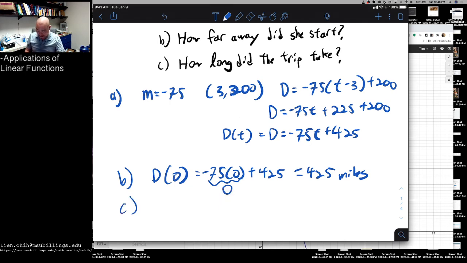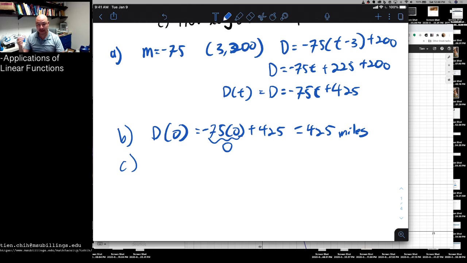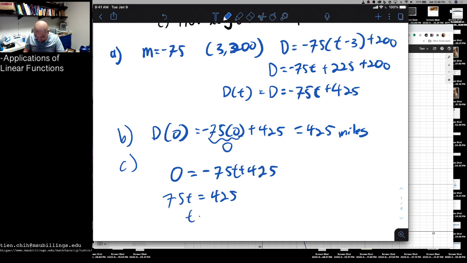The second question is, how long did the trip take? So we want to know what time it was when the distance was 0. So in that case, we have that 0 is minus 75t plus 425. So we have that 75t is equal to 425, or that t is equal to 425 over 75.